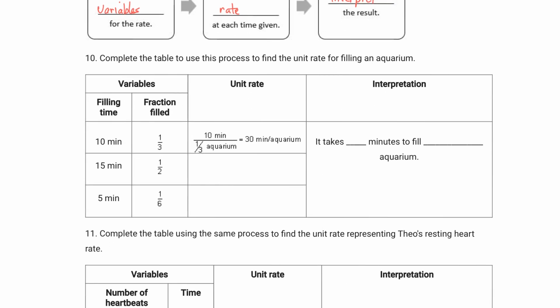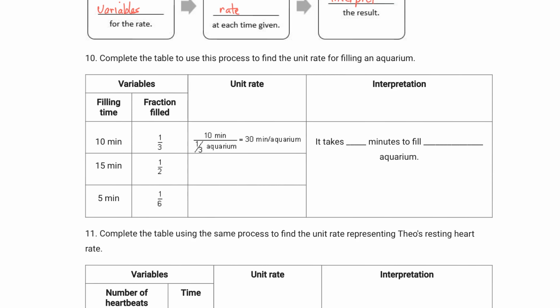Complete the table, to use this process to find the unit rate for filling an aquarium. So here's the filling time, and that's how much was filled. So we find our unit rate in the filling time for the aquarium. It turns out it's 30 minutes for the aquarium. 10 divided by a third is 30.